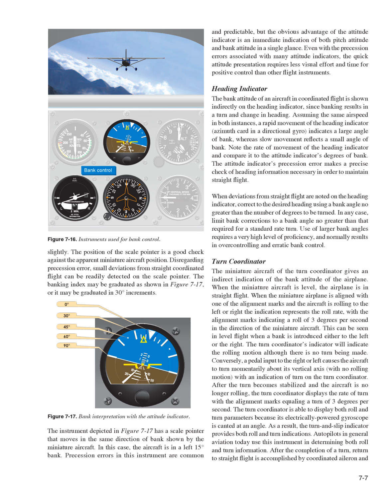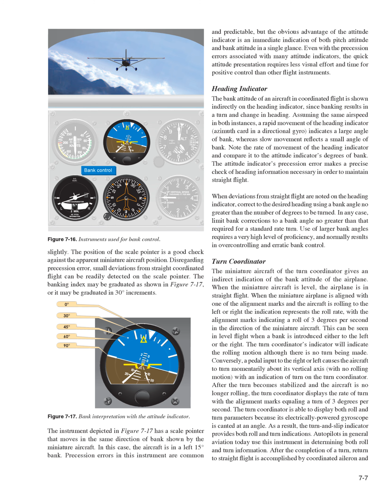This can be seen in level flight when a bank is introduced either to the left or the right. The turn coordinator's indicator will indicate the rolling motion although there is no turn being made. Conversely, a pedal input to the right or left causes the aircraft to turn momentarily about its vertical axis, with no rolling motion, with an indication of turn on the turn coordinator. After the turn becomes stabilized and the aircraft is no longer rolling, the turn coordinator displays the rate of turn with the alignment marks equaling a turn of 3 degrees per second.